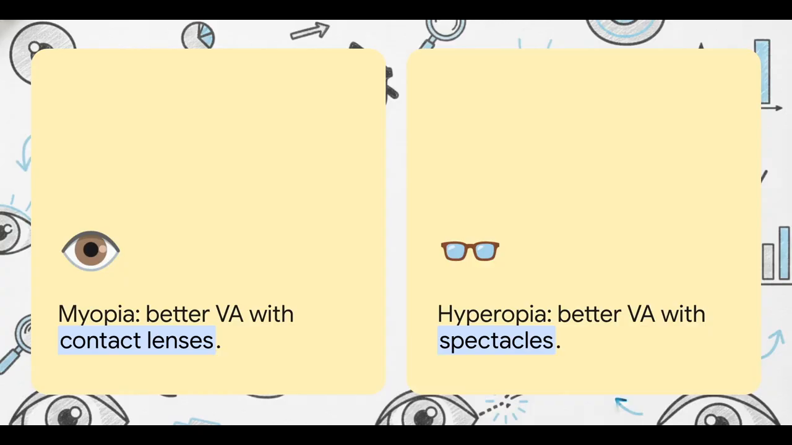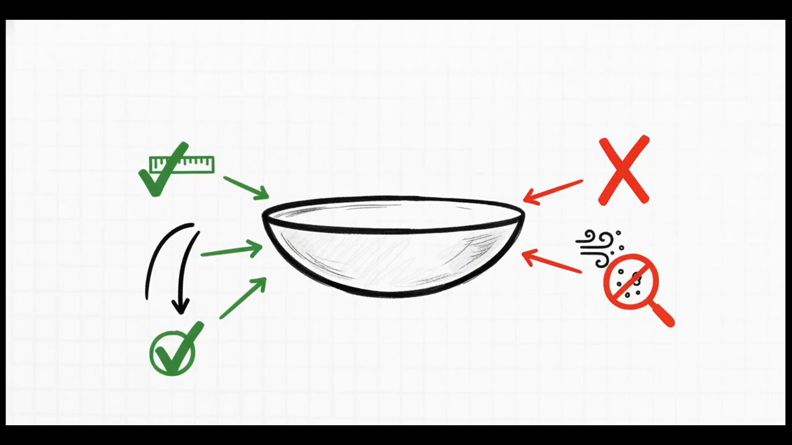For myopes, or our nearsighted patients, contact lenses offer less relative magnification compared to glasses, which actually results in better overall visual acuity. Conversely, for hyperopes, or farsighted patients, spectacles offer less relative magnification, which gives them better visual acuity in glasses than in contacts. It really all comes down to where the lens sits relative to the eye and how it manipulates the image size.